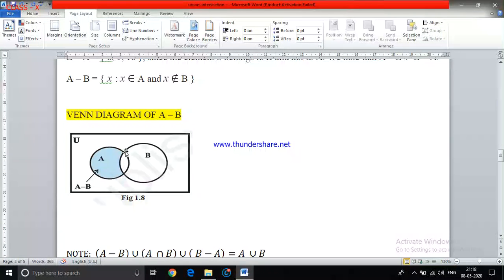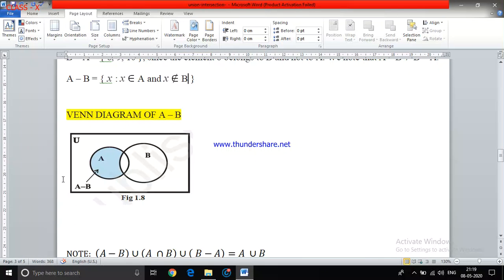Why am I excluding this common part? Because if I consider the elements in the common part, they are also elements of B. They are elements of A obviously, because the A circle is this bigger one. But this part also has the elements which are already in B as well. The definition says does not belong to B. So that's why I have to exclude this common part.